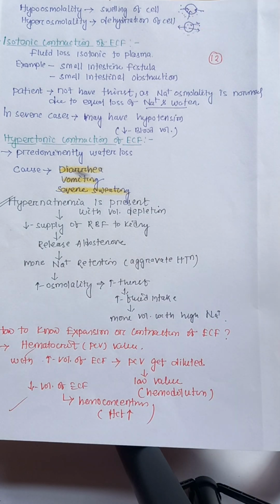Okay, see, isotonic contraction of ECF means fluid loss that is isotonic to plasma, like in a small intestinal fistula or small intestinal obstruction. The patient does not have thirst, because of what is actually happening in the nephrons. If the sodium level is normal, it will not be changed as sensed by the macula densa cells, so there will be no glomerular feedback and no thirst signal to the hypothalamus. There is no such thirst, except in severe cases.